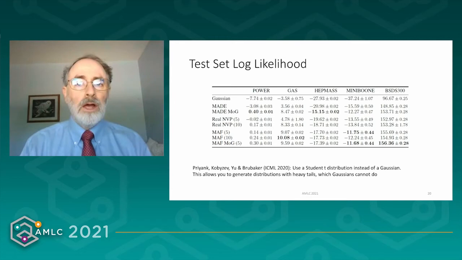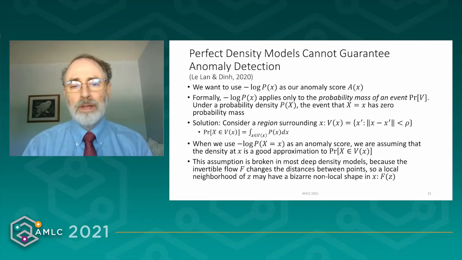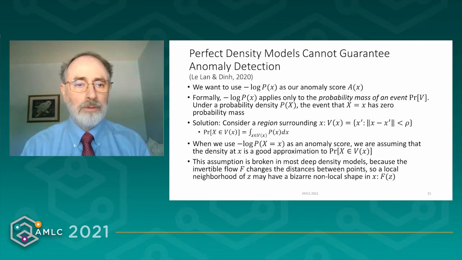Okay, but then I think a very insightful paper was published late last year by Lilan and Din with the title "Perfect Density Models Cannot Guarantee Anomaly Detection." Here's kind of my translation of their argument. They make many good points in the paper, and I recommend it very highly.